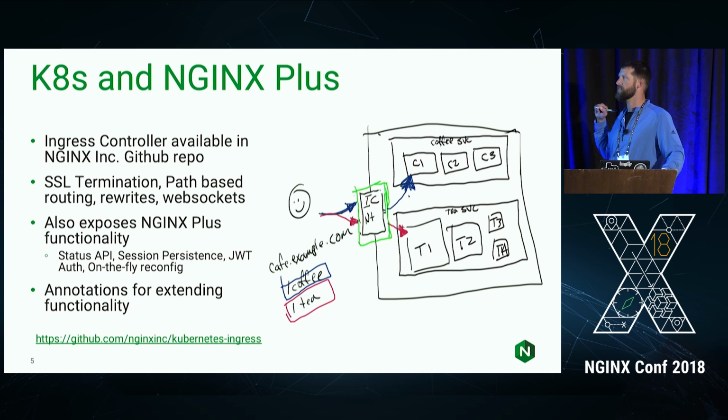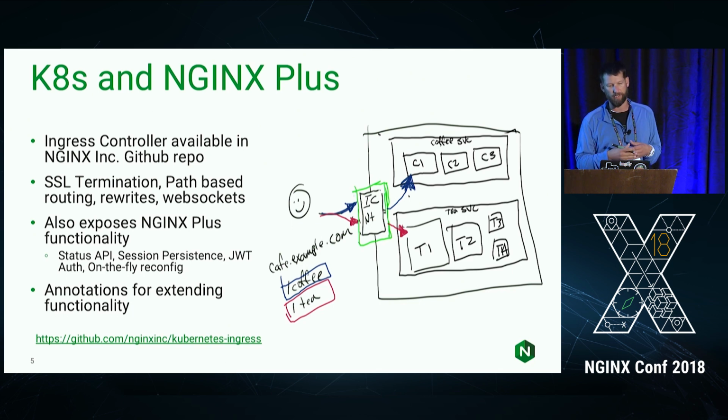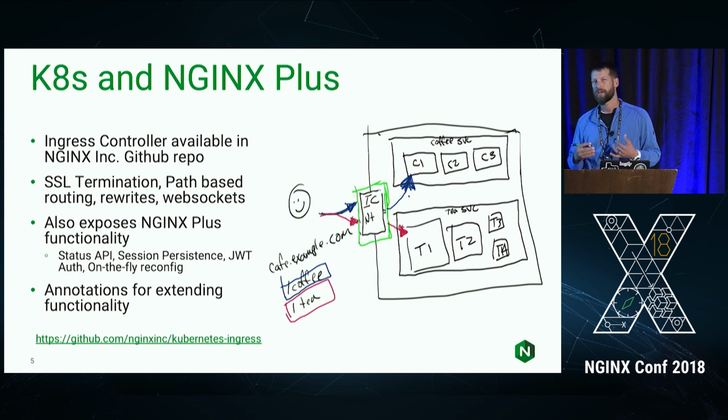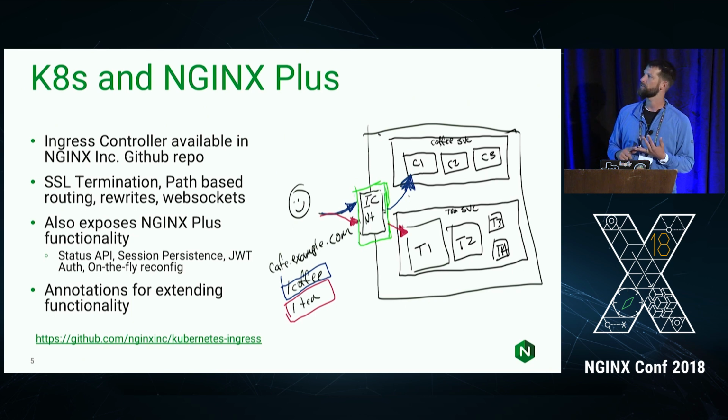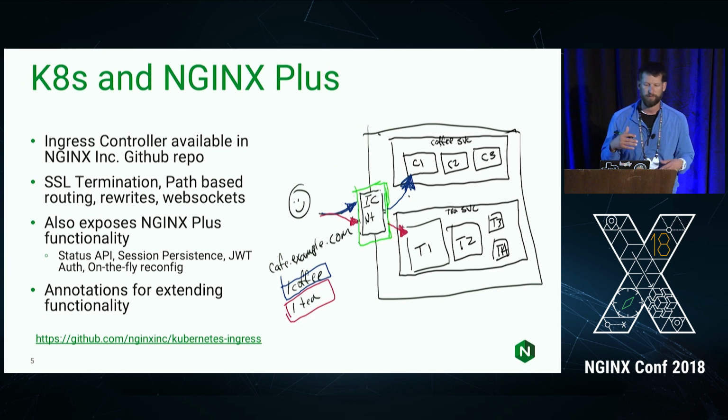As Michael talked about in the last session, we do the SSL termination, routing our requests based on URI and based on host name. NGINX Plus adds things like the real-time status. I'll show you the dashboard here, the status API, session persistence, and some JWT token authentication. And as was previously mentioned, the on-the-fly reconfiguration.